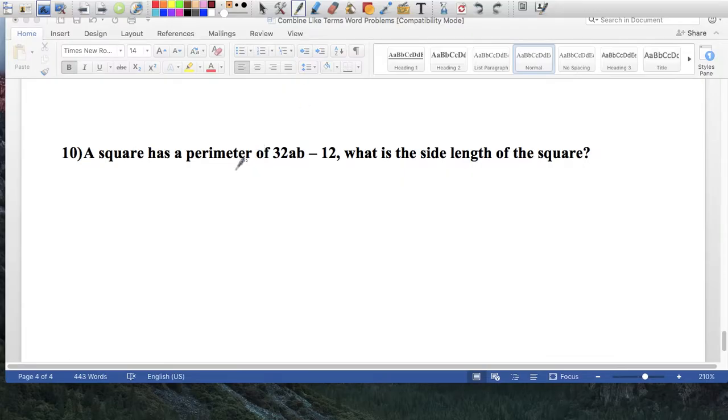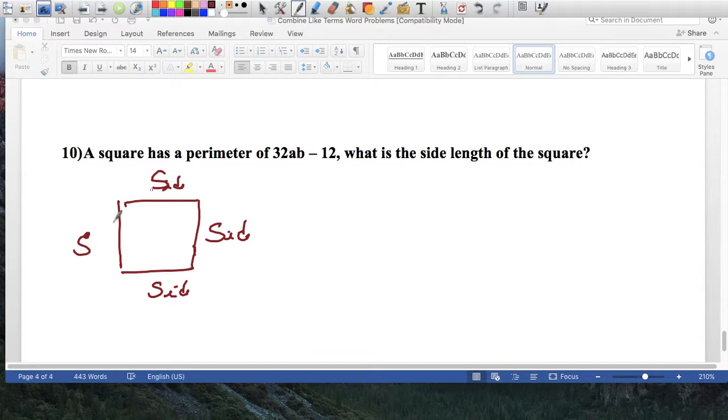A square has a perimeter of 32ab minus 12. So, see, a square, if I add this side plus this side plus this side plus this side, let me write side, I'm going to get this total right here, 32ab minus 12. But what do I want? I want to know how much each side is, so I don't know how much each of them measures.